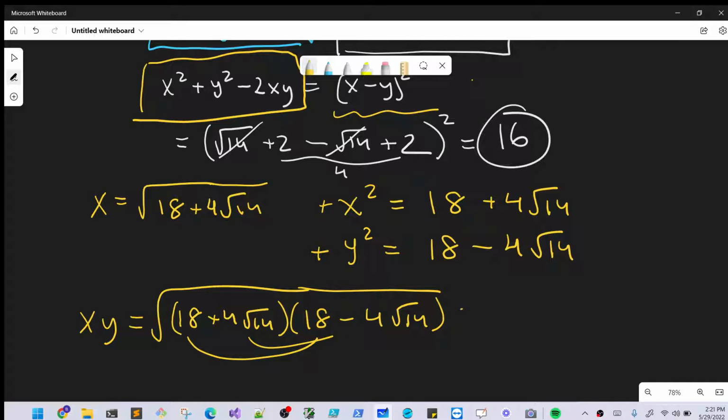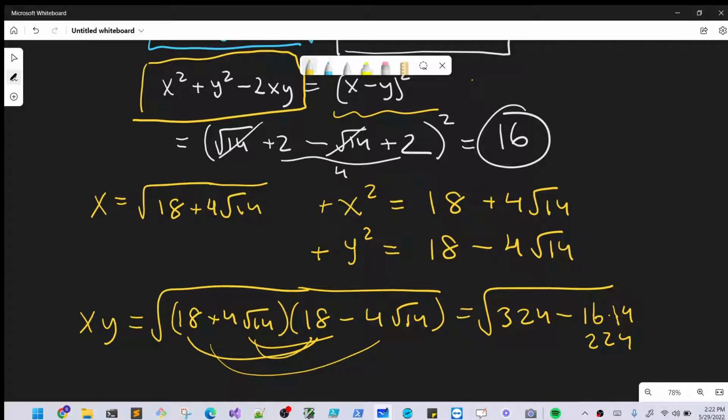And what's going to happen? We're going to have 18 squared is going to be 324. The inner terms, this is a difference of squares, so these terms are going to cancel to 0, and we just need to do minus 4 squared, which is 16, times 14, but that's just going to be 224. And then 324 minus 224 is 100, and the square root of 100 is just 10.